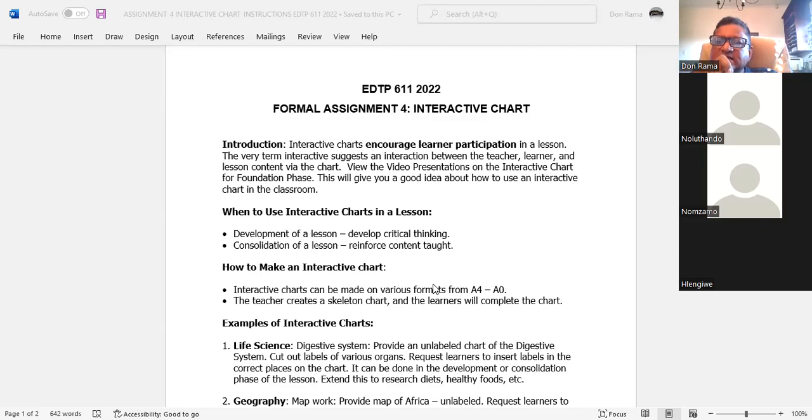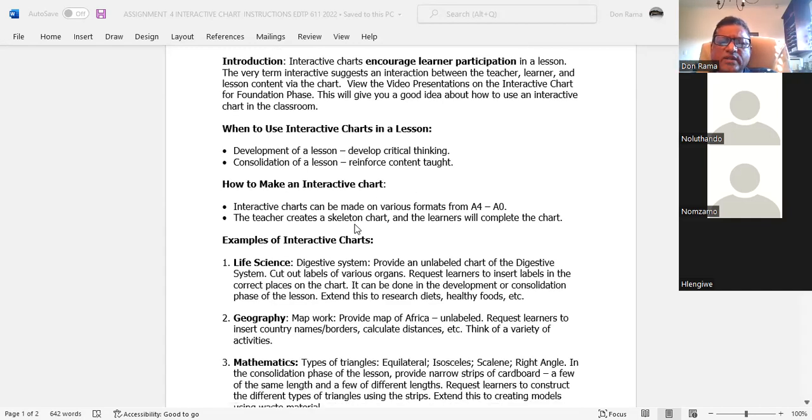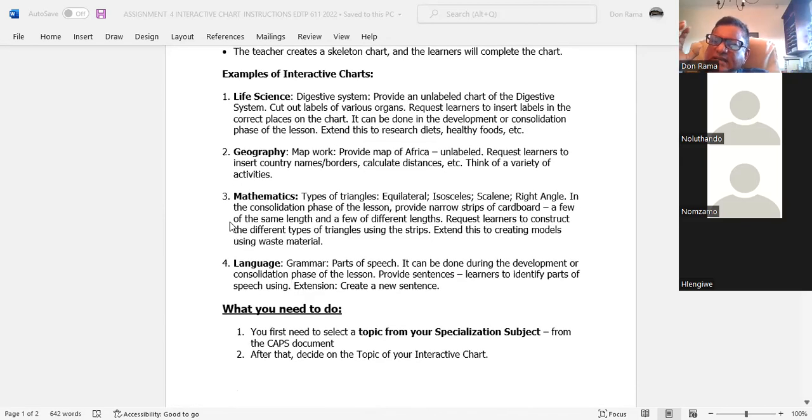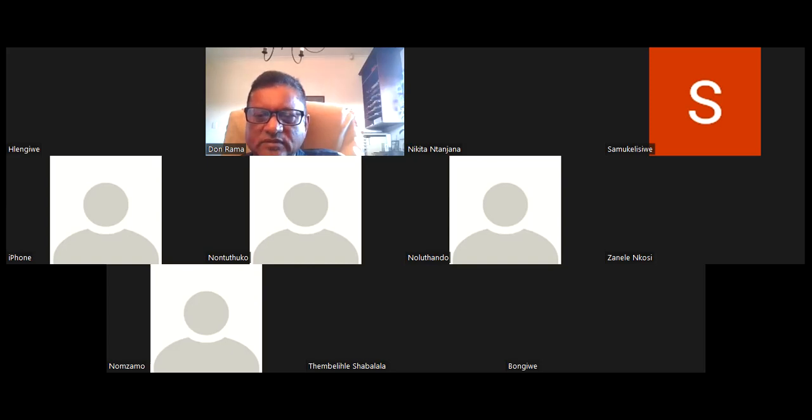The interactive chart is slightly different from the ordinary charts that you have seen in the past. Here, as a teacher, you need to think about how to create your chart. When you create an interactive chart, you will create what is called a skeleton chart. I'm going to show you an example now.